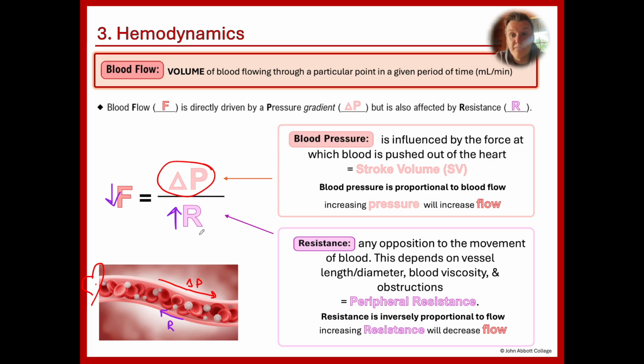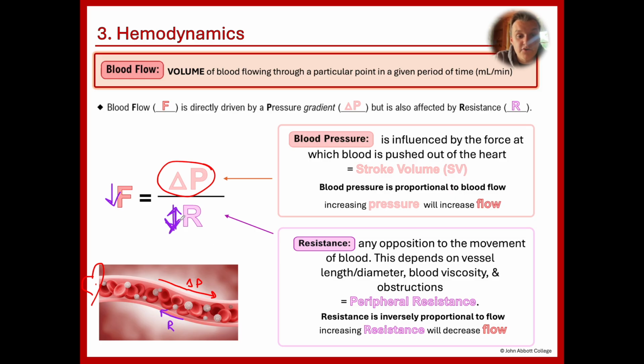If you put more obstacles in the blood vessel or make it harder, like smaller or more viscous, you're increasing the resistance. That will make things slower. The flow is slower. That's why it's inverse, right? If you increase this, it's the inverse. It decreases flow. If you decrease resistance, right?